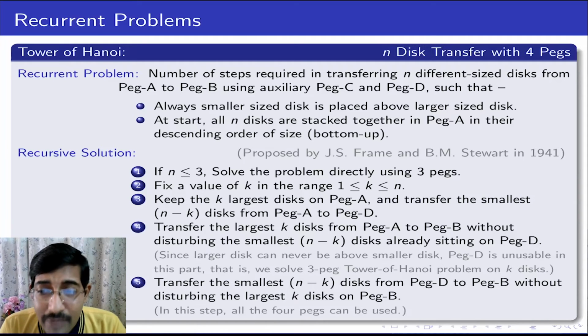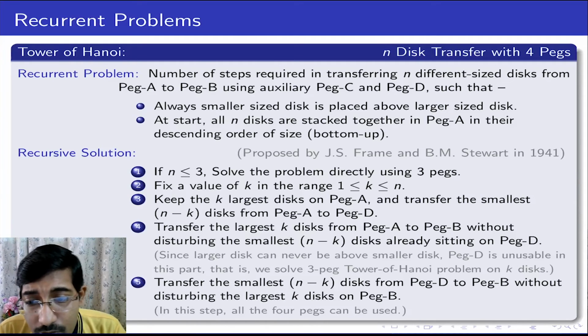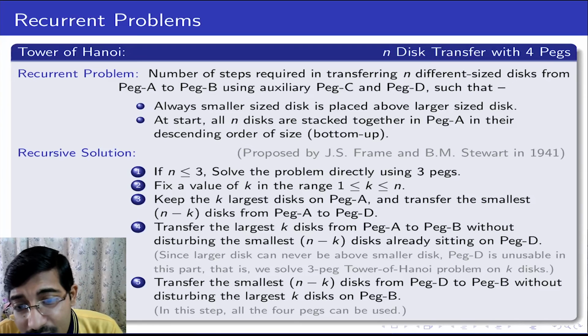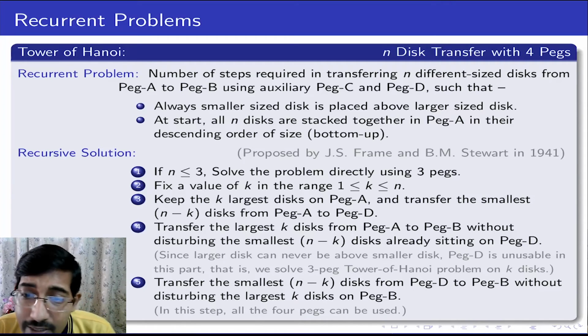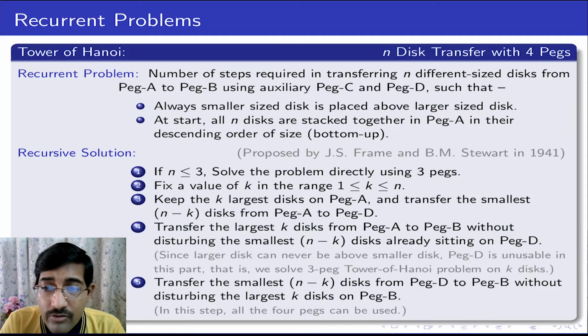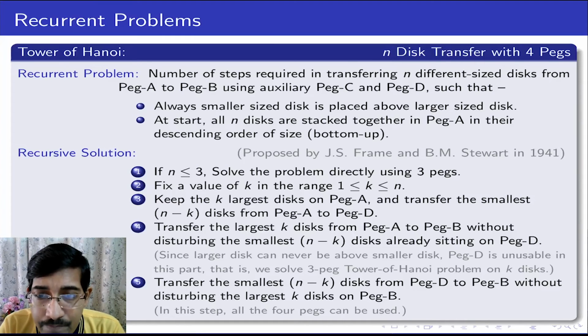Finally, for the smallest n minus k disks I could use 4 pegs also, because these are my smallest disks, so anywhere I can place them. Peg B now contains the k largest disks. So even if I use peg B to place some of the disks there, finally they are put back on top of whatever is there in peg B.